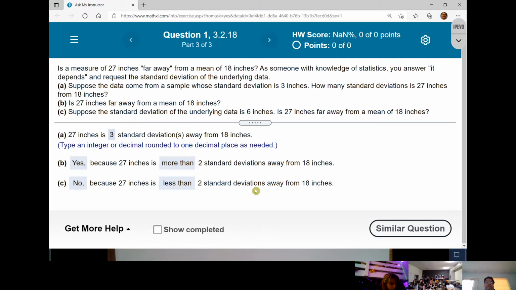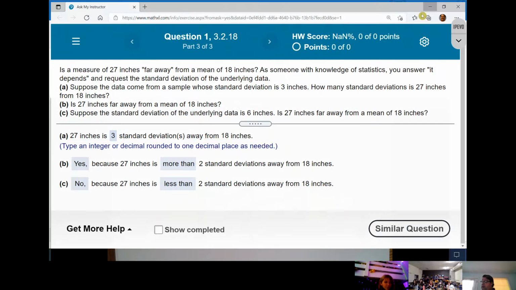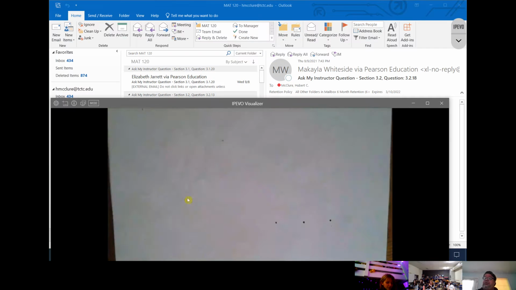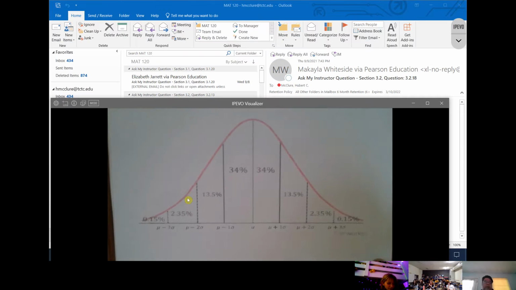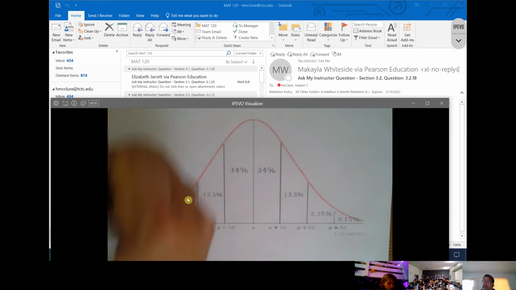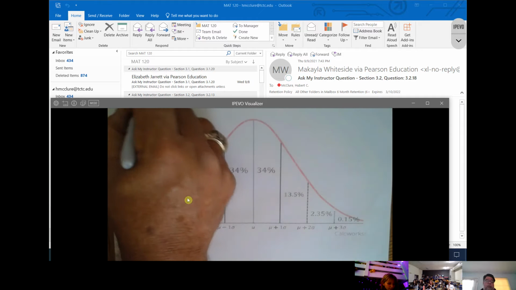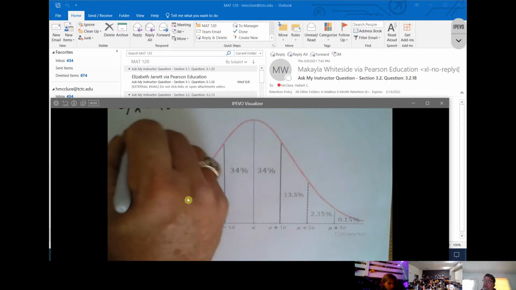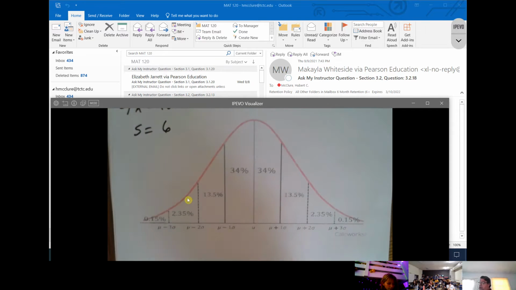All right, let's do B. Okay, it says, suppose the standard deviation is 6 inches. So that means we got a mean of 18 and a standard deviation of 6 inches. So that's 18, 24, 30, 36. 18 minus 6 is 12. 12 minus 6 is 6. 6 minus 6 is 0.